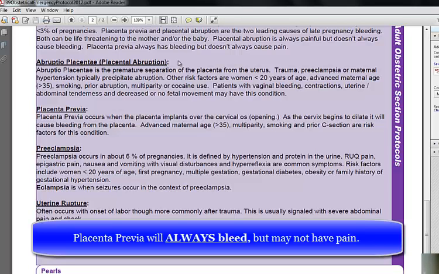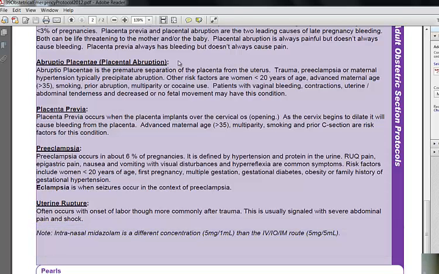This is a patient who's in their third trimester and has vaginal bleeding. They may or may not have pain, but this is an emergency. What they usually do with these patients is C-sections early, at like 35 weeks, hoping that they don't go into labor, but they may go into early labor and have some bleeding from that. That is definitely an obstetric emergency.